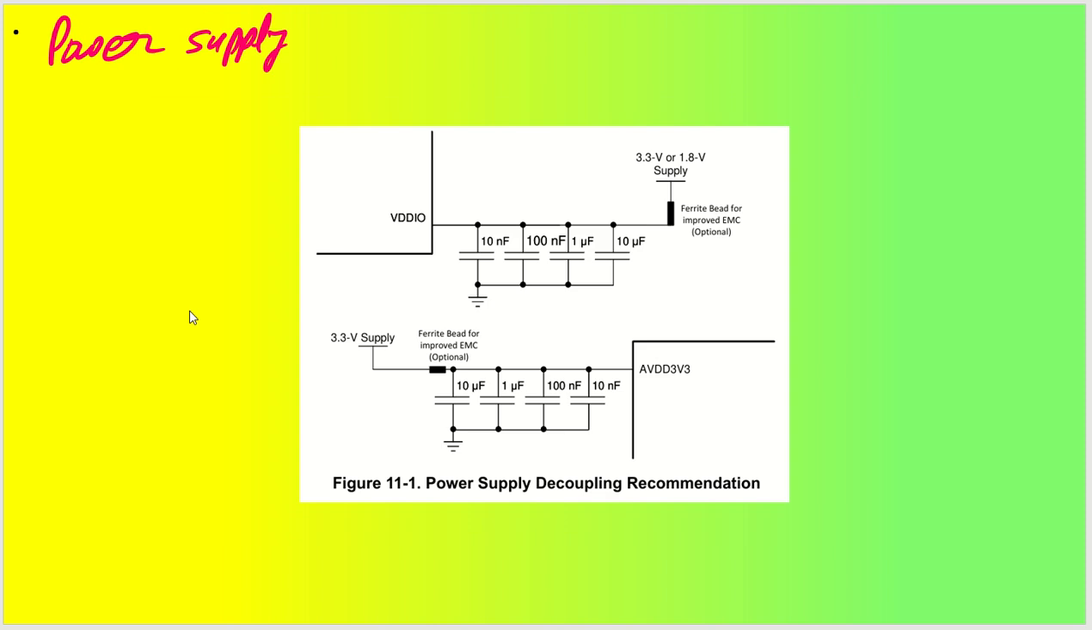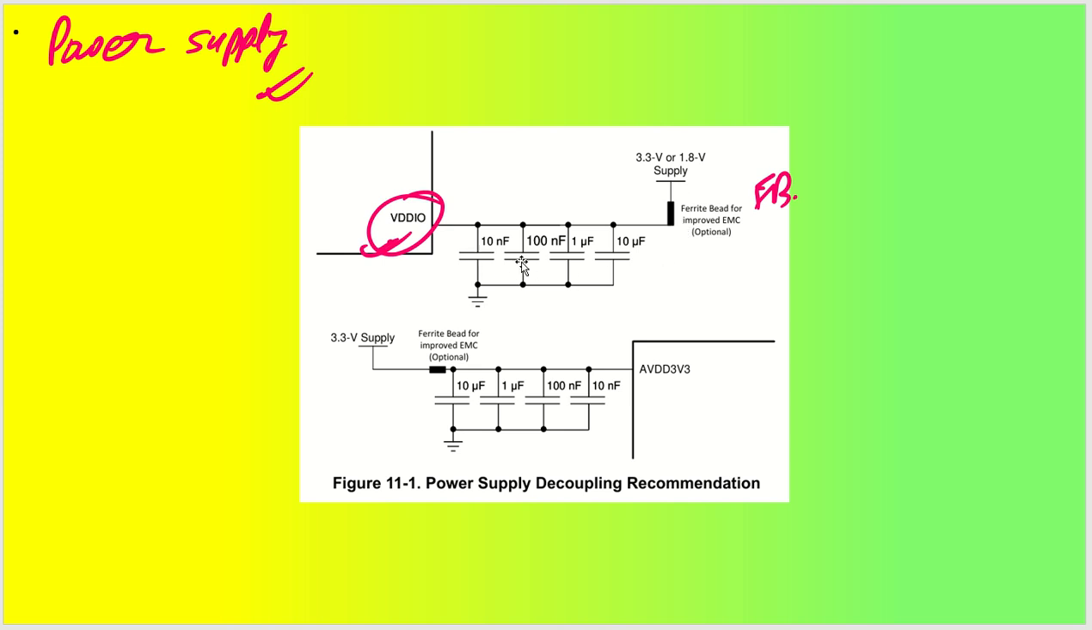Now let us talk about the power supply. Power supply is very important. As you can see, we have the VDD IO pin. On the VDD IO pin you will be required to put these capacitors. Let us say the IO supply is 3.3 volt logic level or 1.8 volt logic level. You will be required to put one ferrite bead, which will be FB, that I will show you during the circuit design. However, you can have this understanding so that you don't make mistakes during the circuit design.